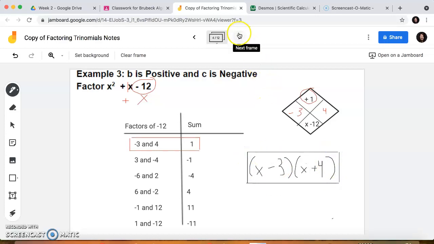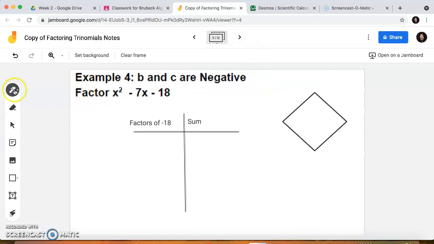All right, let's try the next one. So now we have negative 18 and negative 7. So we need to find two numbers that multiply to equal a negative 18 and add to equal a negative 7. So two numbers that multiply to equal a negative 18 and add to be a negative 7.